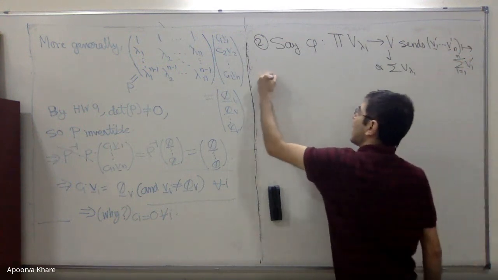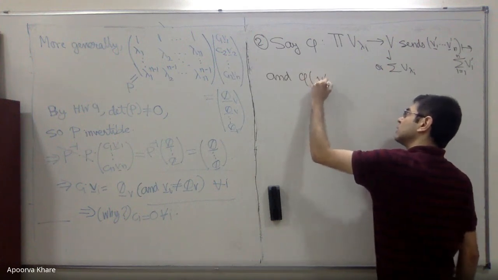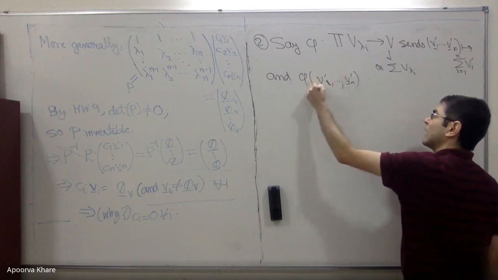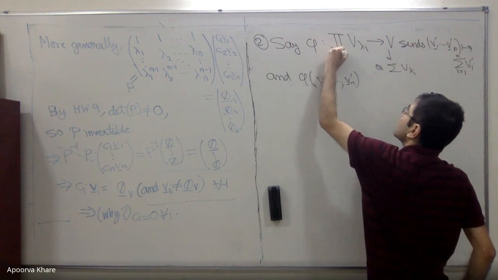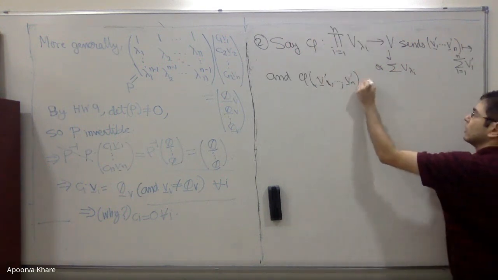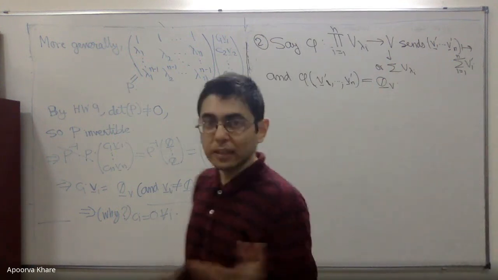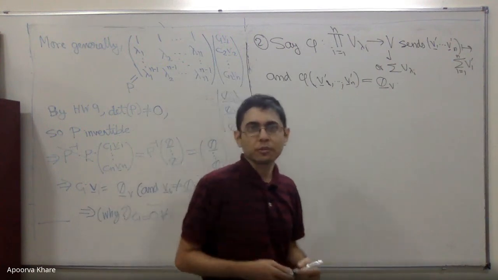Okay, and phi of (V1', ..., Vn'): the domain of phi is the set of all tuples, because it's a direct product. Suppose the image is 0. The claim is that each of those Vi' is 0. So suppose not. Suppose there is at least one.